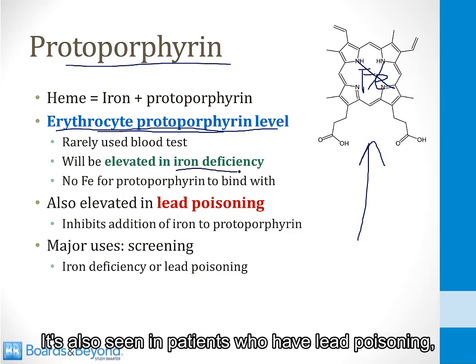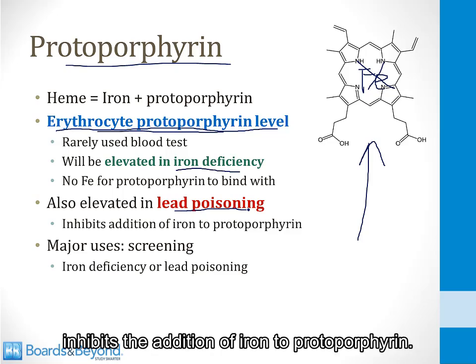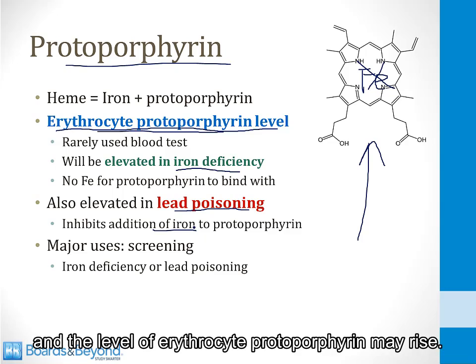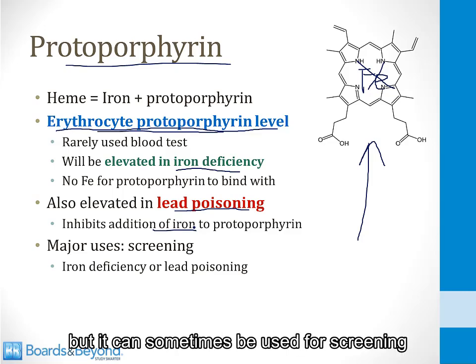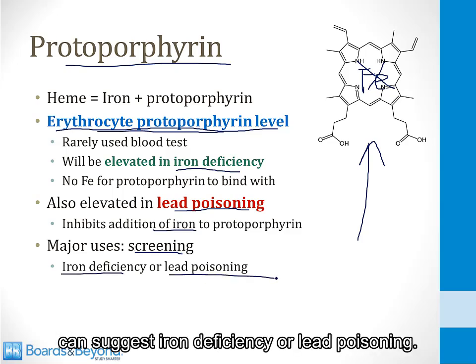That's an increase in the erythrocyte protoporphyrin level, and it's seen in patients who are iron deficient. It's also seen in patients who have lead poisoning. Lead poisoning, as we'll talk about in a few slides, inhibits the addition of iron to protoporphyrin, so therefore you again cannot add iron to protoporphyrin, and the level of erythrocyte protoporphyrin may rise. This is rarely used clinically, but it can sometimes be used for screening. An increased level of erythrocyte protoporphyrin can suggest iron deficiency or lead poisoning.